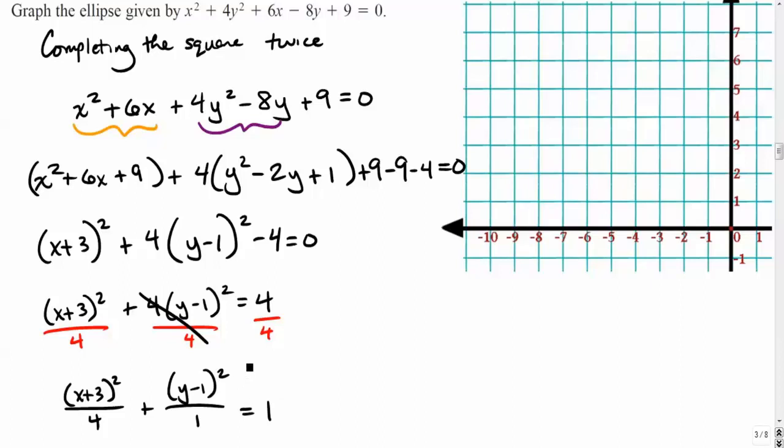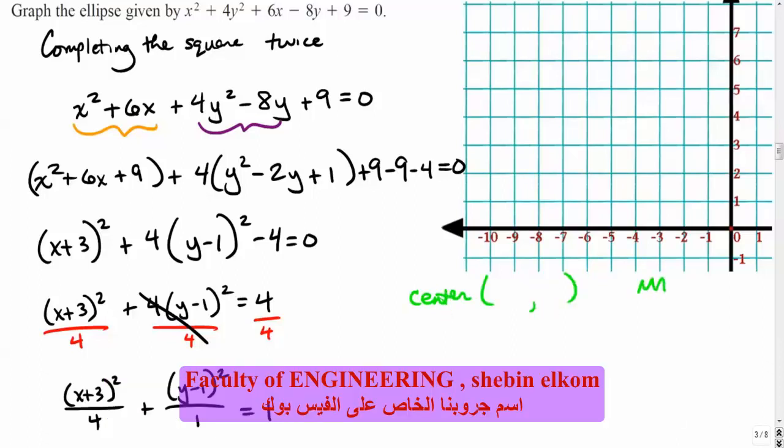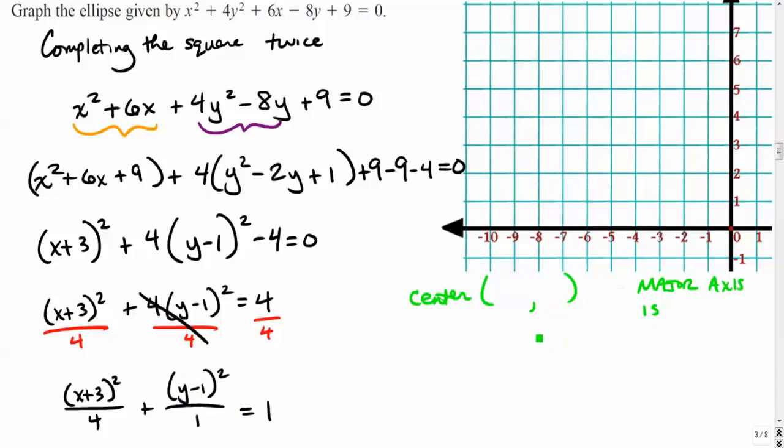Alright, so we have our nice format, that's our standard form of the ellipse, and from there we can start pulling out our center. We can talk about our major axis, which way our major axis is facing, either horizontal or vertical, and we can also get our A value, our B value, and our C value. Remember, your relationship between A, B, and C from our first video is that C squared is equal to A squared minus B squared.